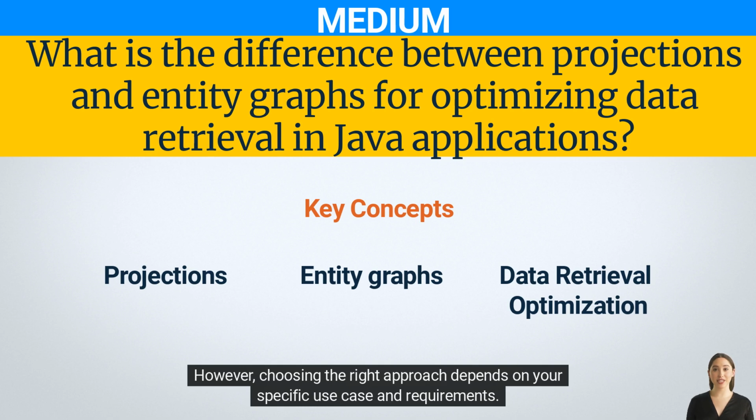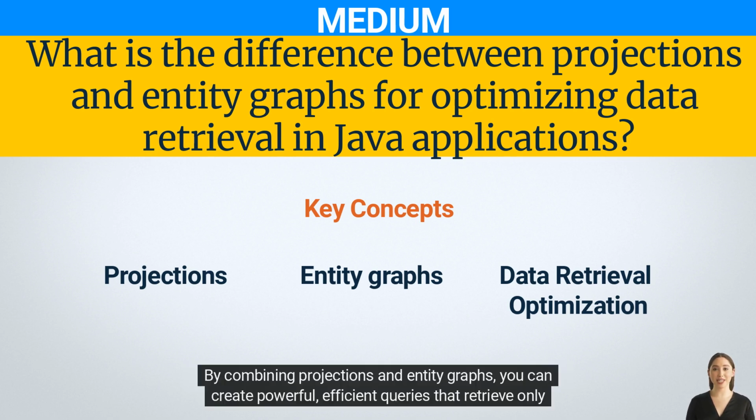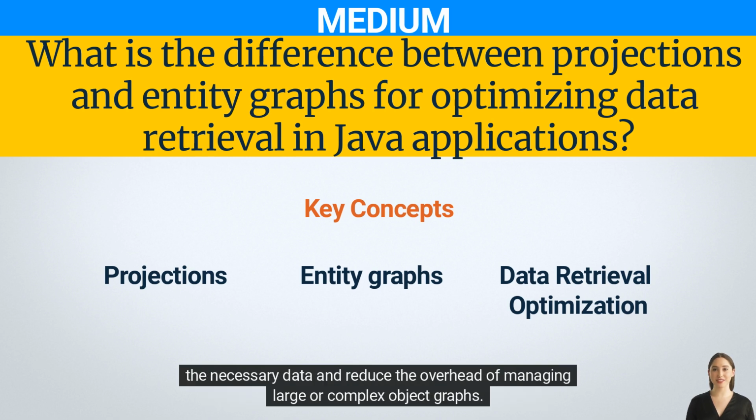Both techniques can be employed to enhance the efficiency of data retrieval in Java applications. However, choosing the right approach depends on your specific use case and requirements. By combining projections and entity graphs, you can create powerful, efficient queries that retrieve only the necessary data and reduce the overhead of managing large or complex object graphs.